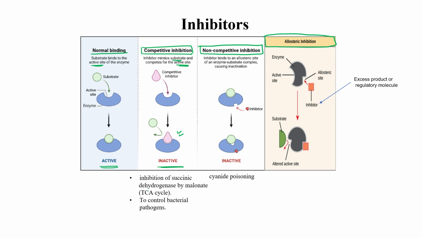There is an example in the TCA cycle: inhibition of succinate dehydrogenase by malonate. This is an example of competitive inhibition. Malonate binds instead of succinate. It is an ATP generation cycle, and it occurs in mitochondria, right?